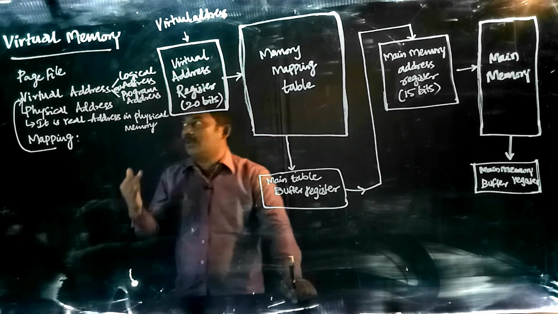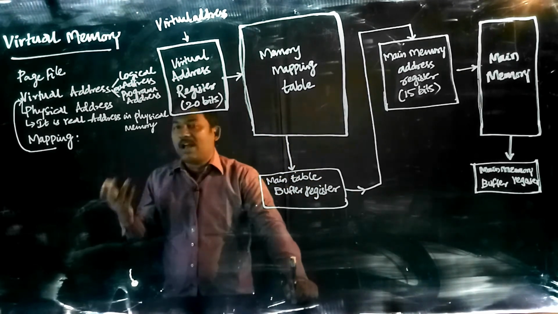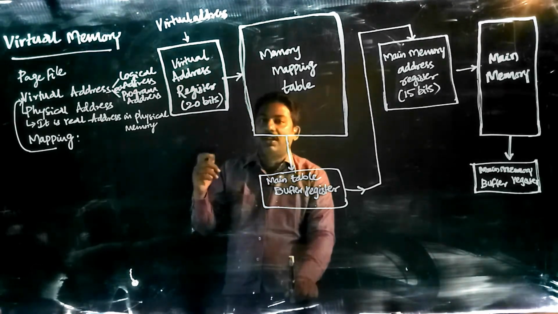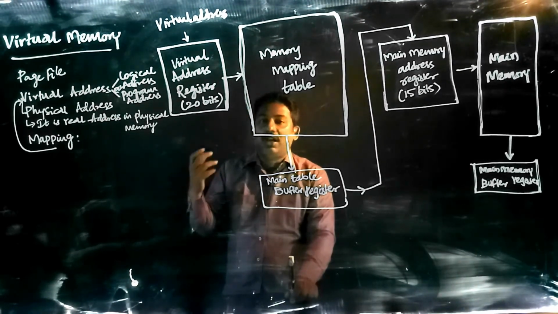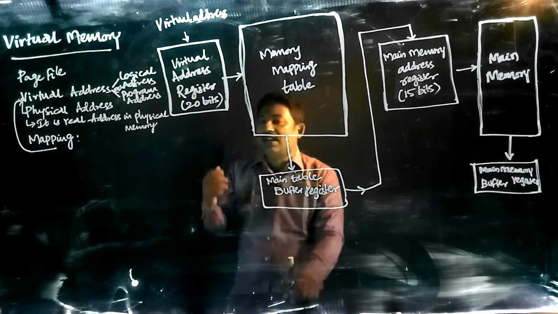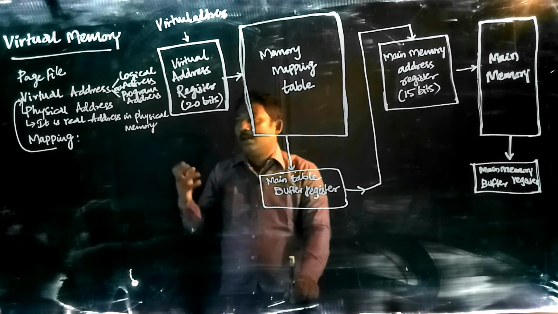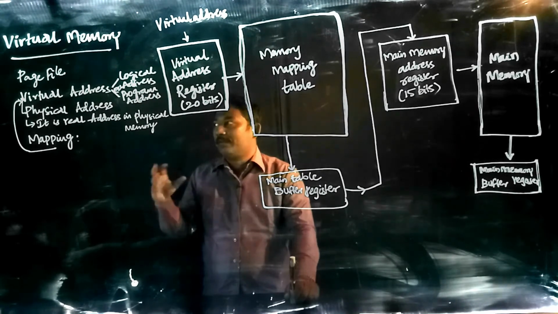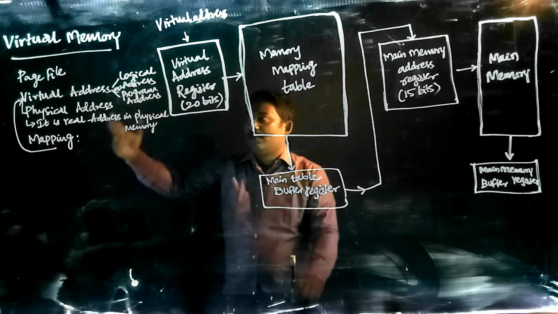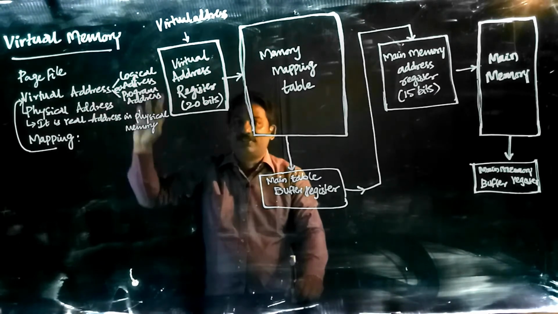Based on the virtual address only the process will go, and the CPU will generate the address. Whatever address is generated by the CPU will always be in the form of the virtual address. Then comes the physical address, which is the actual or real address. Mapping is a technique which combines the virtual address and the physical address.